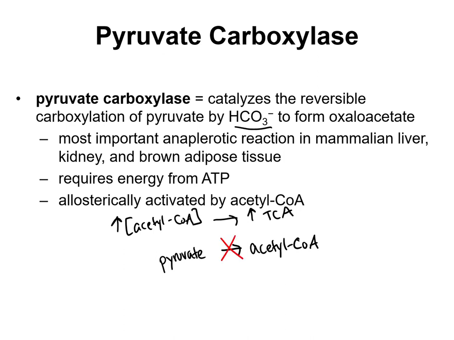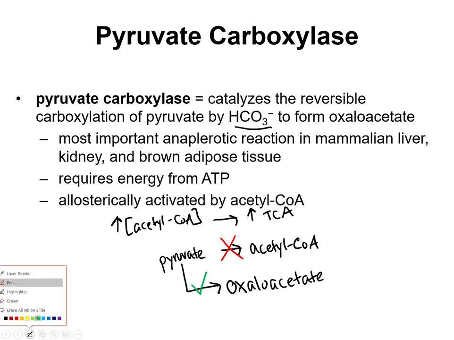We really don't need that. We've got a lot of acetyl-CoA, so we should probably stop that. And instead, we should take that pyruvate and do something else. We can make more oxaloacetate, which will then help facilitate the increase in the flux through the citric acid cycle, because now we've got more oxaloacetate to accept all of those acetyl-CoA molecules to go round and round.